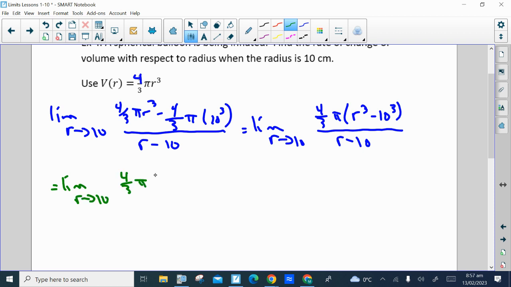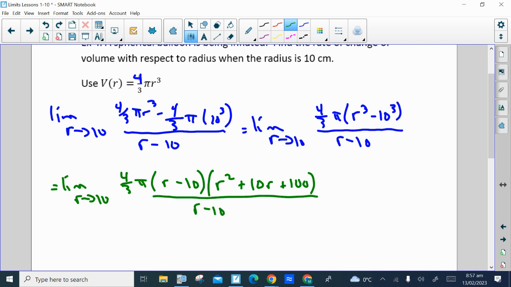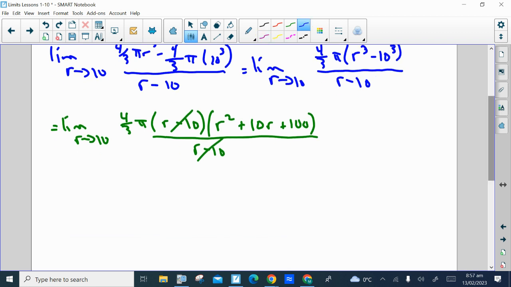So it'll be 4/3 pi. The cube root of r cubed is r. The cube root of 10 cubed is 10. That gives us the terms of the binomial. To get the terms of the trinomial, square the r, multiply the 10 and the r together, square the 10. And the sign pattern for difference of cubes is minus plus plus. But because that second factor on top is r minus 10, they will cancel. We've now gotten rid of our factor of r minus 10 on the bottom. That gave us a non-permissible value of 10.